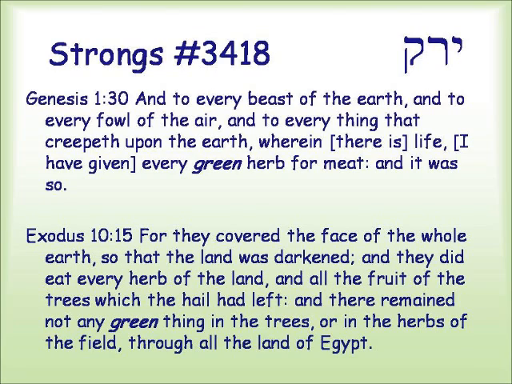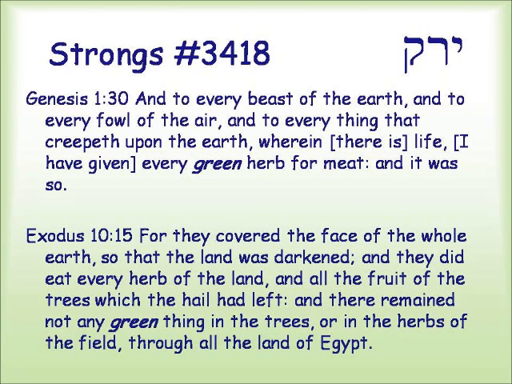In Genesis 1:30, "And to every beast of the earth, and to every fowl of the air, and to everything that creepeth upon the earth, wherein there is life, I have given every green herb for meat. And it was so." We have to be careful in the King James, because every time they mean food, they say meat. So green herbs are not meat as we conceive of them, but they are food. This green is the idea of living vegetation.